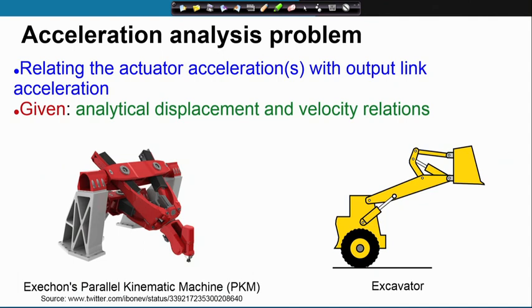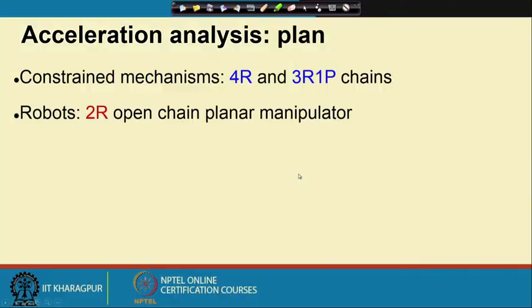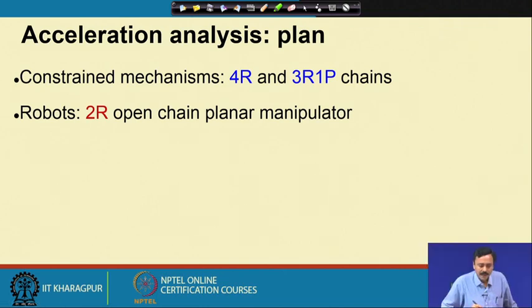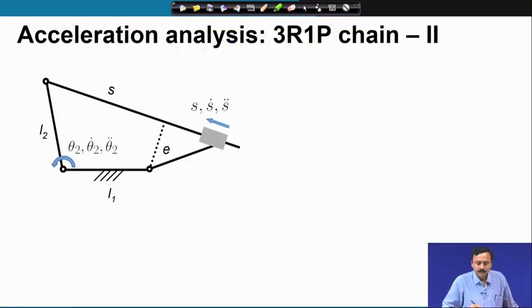The acceleration analysis problem is about relating the actuator acceleration at the input with the acceleration of the output link, and we are given the displacement and velocity relation. We will start with these as inputs. As we have discussed before, our plan is to first discuss the constrained mechanism and subsequently go over to robotic manipulators. We will discuss the example of a 2R open chain planar manipulator. We will start with the acceleration analysis of a 3R 1P chain of type 2.